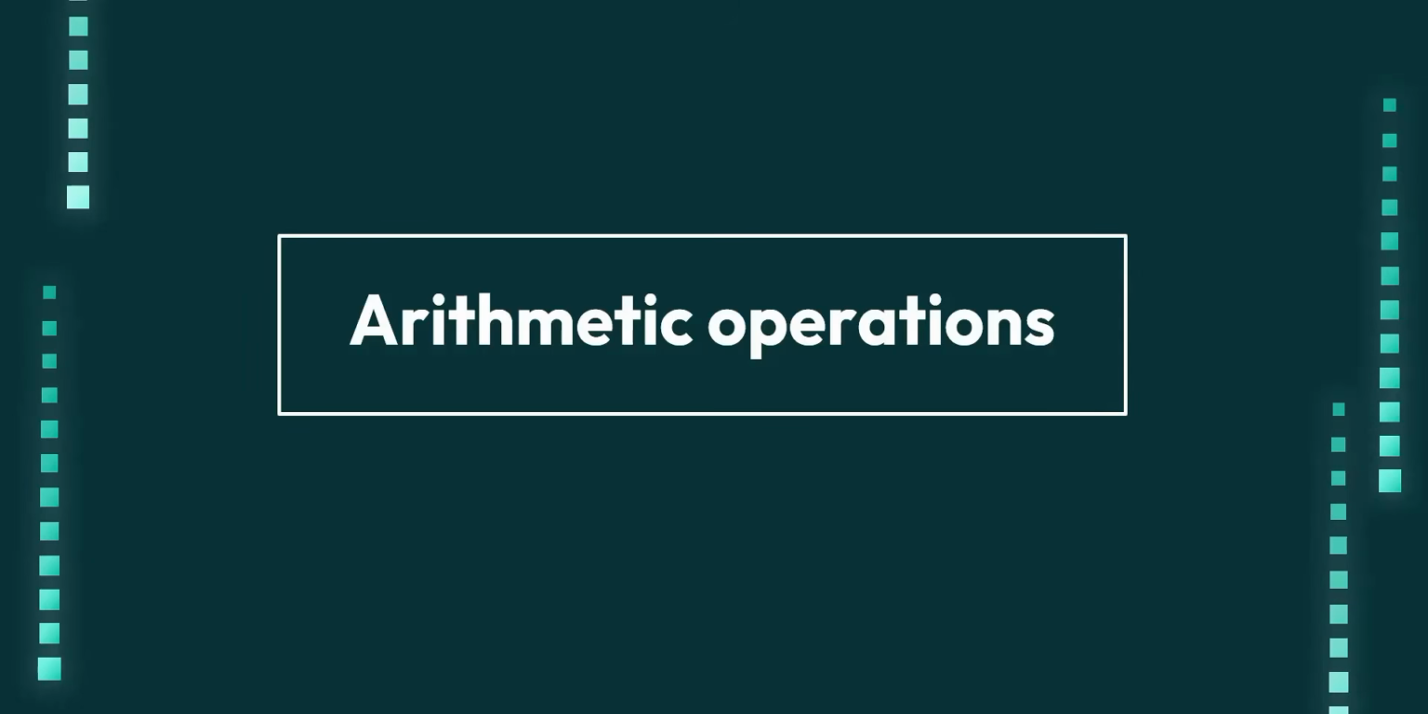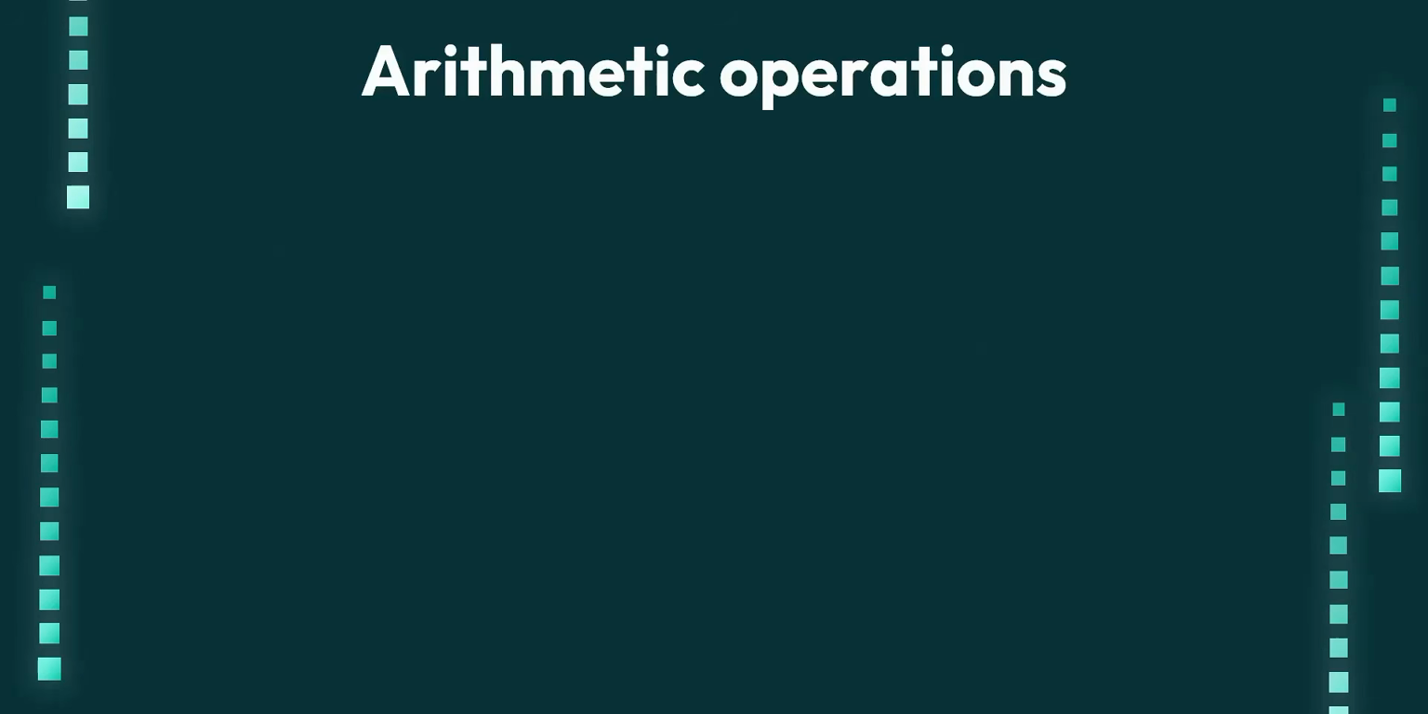Since Cobol is widely used in banking applications, you will inevitably need to perform calculations. So let's look at the instructions that allow us to perform arithmetic operations. The basic operations are addition, subtraction, multiplication, and division.